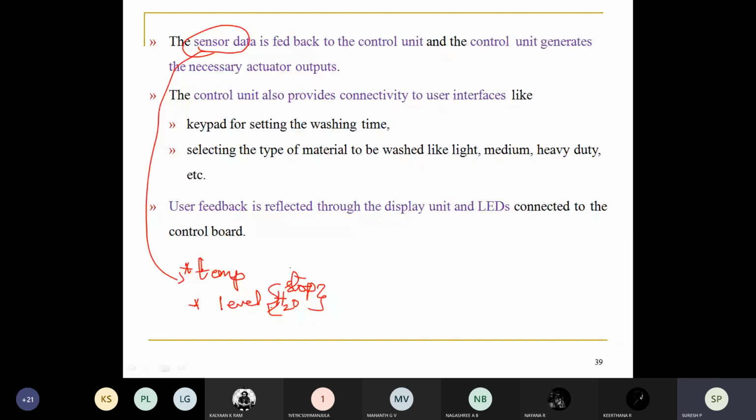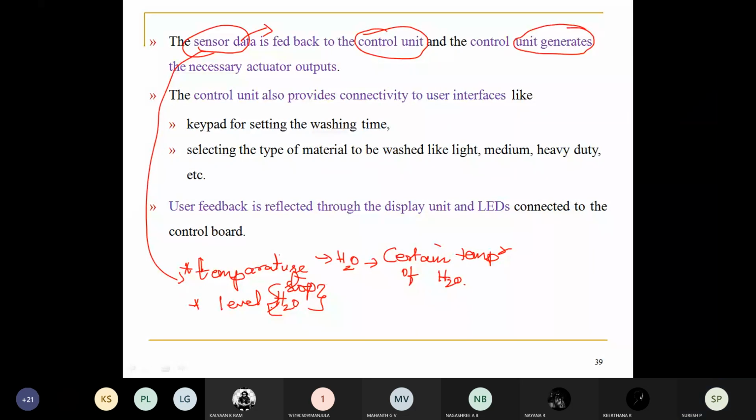Simultaneously, the temperature sensor is there, and the water will be heated up. After a certain temperature of water, it has to stop heating the water. So for that, what will happen? The sensor data is fed back to the control unit. Depending upon the sensor data feedback, that is the temperature and level of water, the control unit generates the actuator outputs. When the water level is detected, your water flow stops.